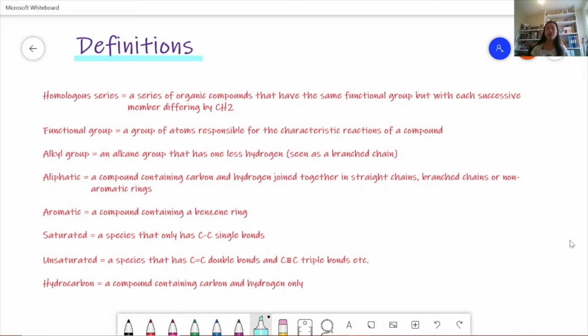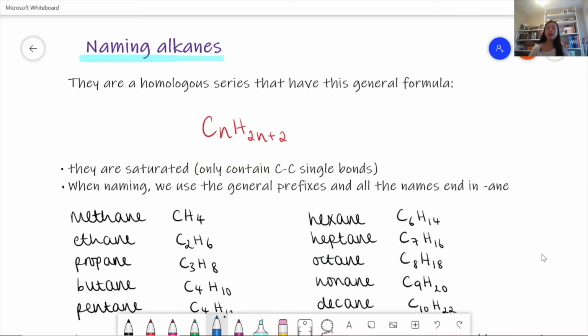And the last definition is a hydrocarbon. A hydrocarbon is a compound containing carbon and hydrogen only. Now we're going to have a look at how we name alkanes.